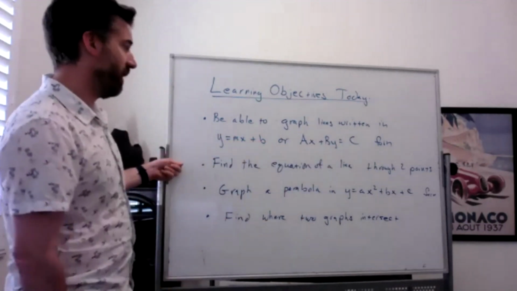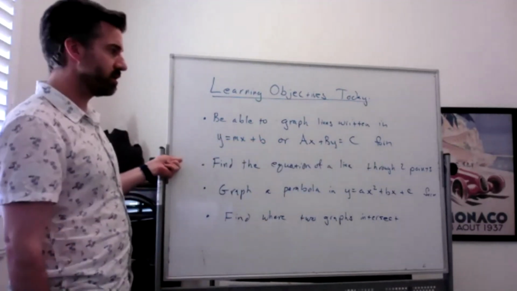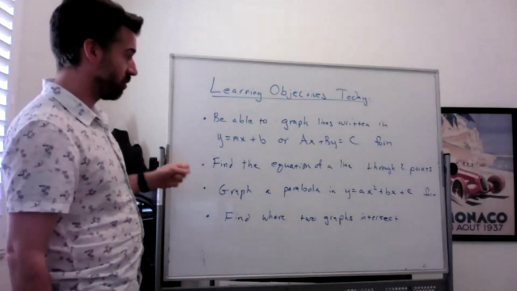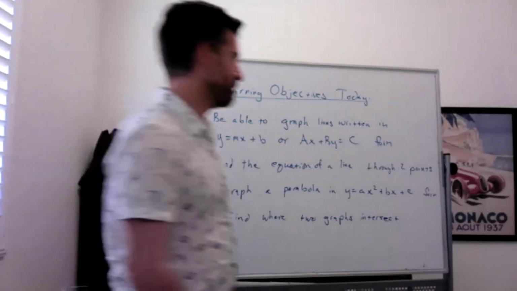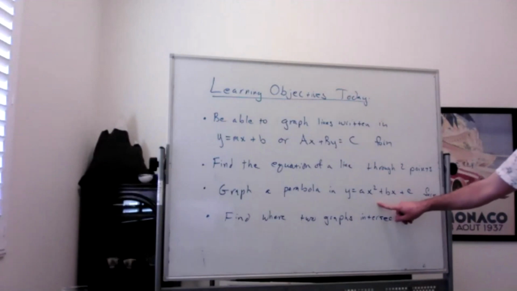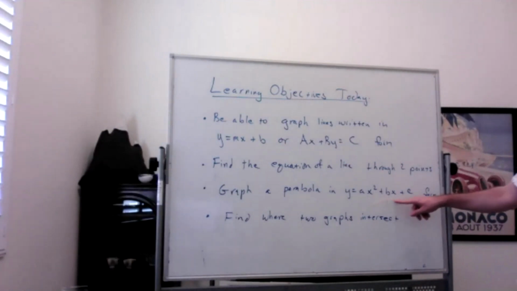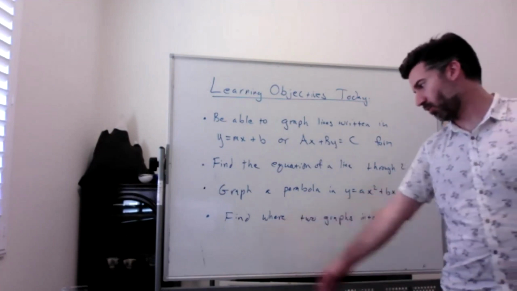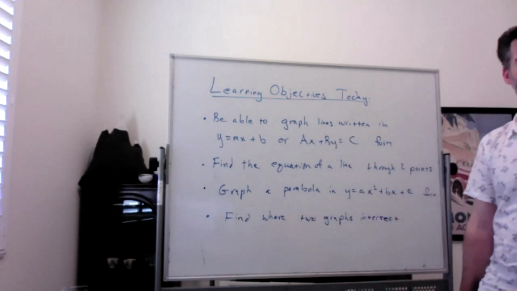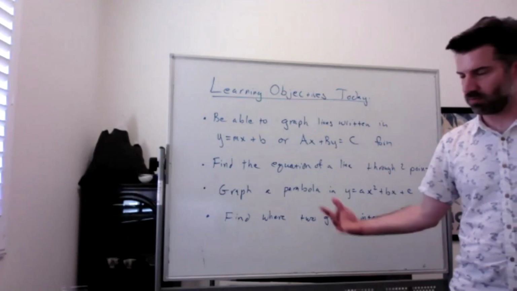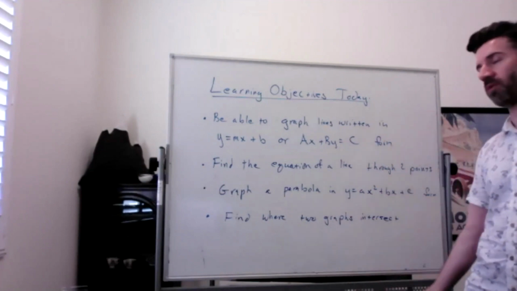We also want to be able to find the equation of a line through 2 points. We also want to be able to graph a parabola in what's called the standard form, the y equals ax squared plus bx plus c form. And then the last objective is to be able to find the points where two graphs intersect. So those are the main things we're going to try and walk away with from class today.